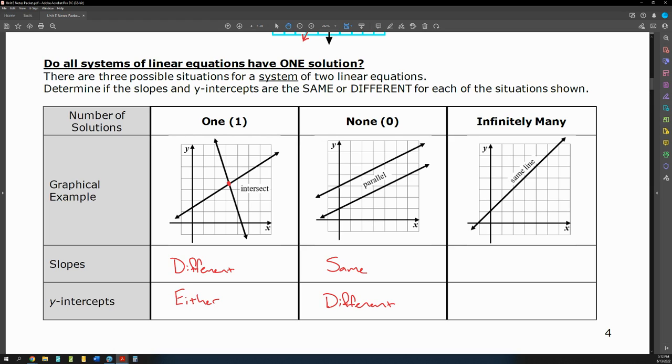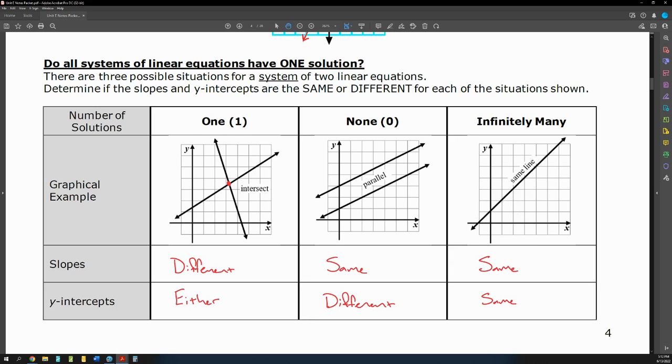And last, we have infinitely many solutions when we have the same slope and the same y-intercept. So if we have the same slope and same y-intercept, we have exactly the same line. You can't really tell on this graph here, but both of these lines are stacked right on top of one another. We have two coincident lines.